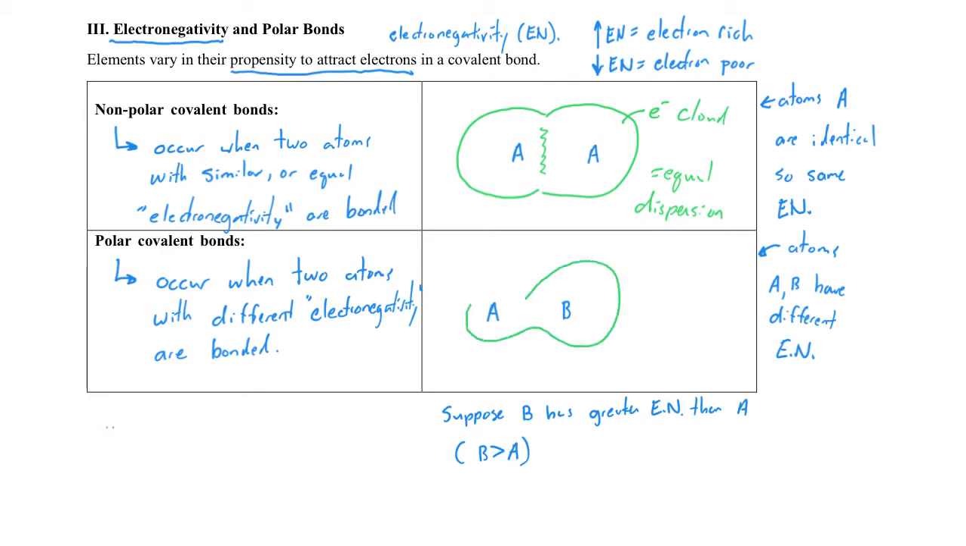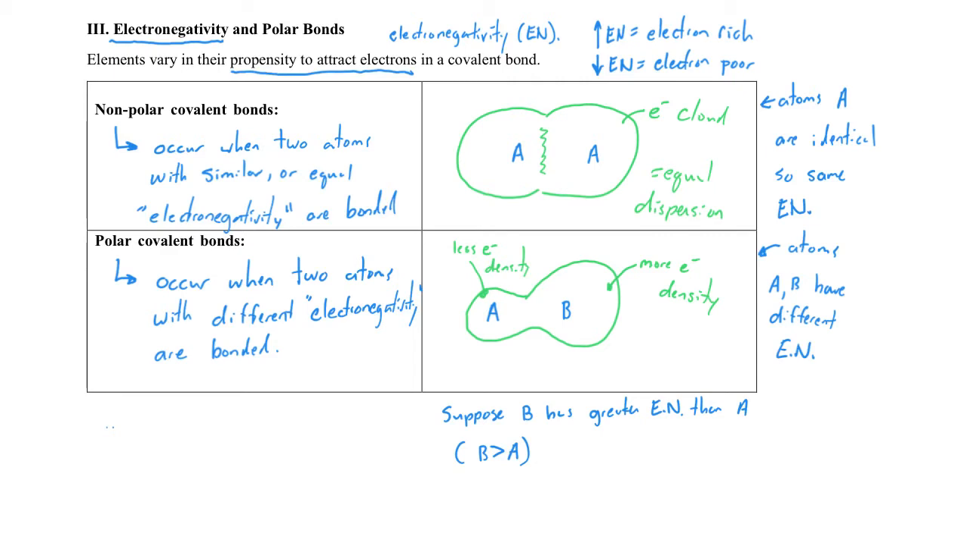So if B has more electronegativity than A, that means when A and B are bonded, B would have a greater share of the electron density than A because it is more electronegative. So electrons would be spending more time around B than A. That means we have less electron density around A and more electron density around B. And this is called a polar covalent bond.